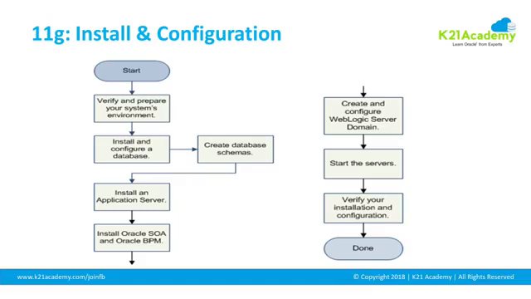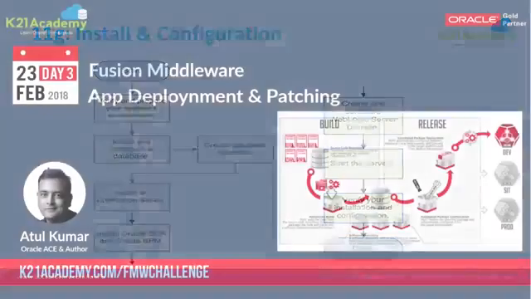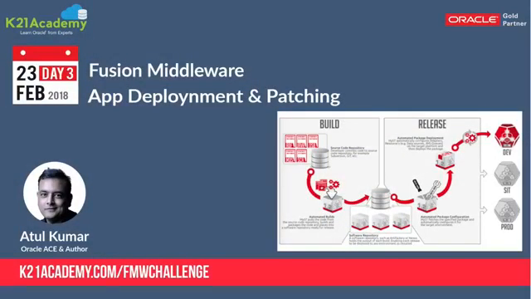Then you install the appropriate middleware like SOA, BPM here, or OBIE, or Web Center, or Identity and Access Management, Oracle Access Manager. You configure the WebLogic domain, you start the server, you verify the installation, and job done. This is about 11G. Now, with respect to the differences, I think I've covered that. Okay, so this is all about today.